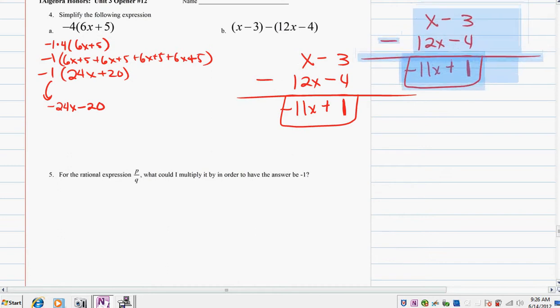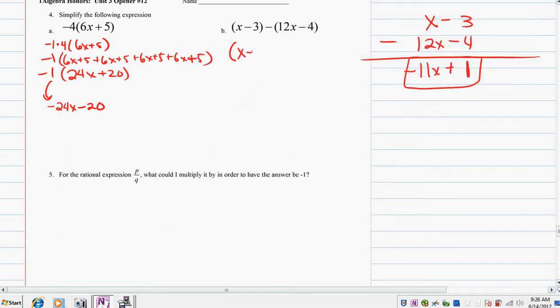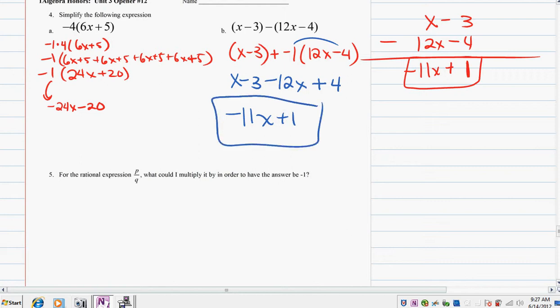The more conventional way, I think, of thinking of it is I could rewrite this as x minus 3 plus negative 1 times 12x minus 4. So you notice all I do is I converted the negative into a plus negative 1 to remind me that the negative 1 applies to the whole 12x minus 4, not just to the 12x. Most common mistake, people just subtract the 12x. And so what we're really saying here is x minus 3 minus 12x plus 4, because negative 1 times negative 4 is positive 4. So that simplifies to negative 11x plus 1, just as we found before.